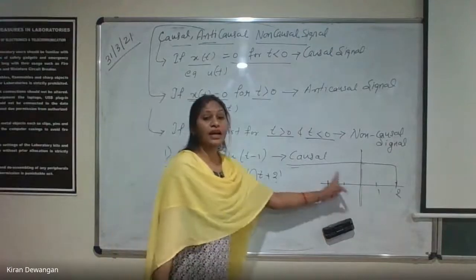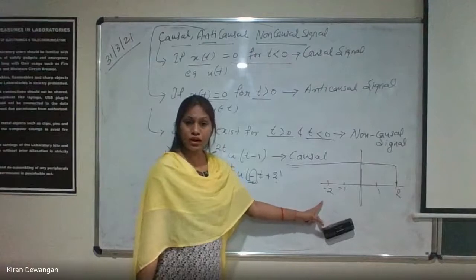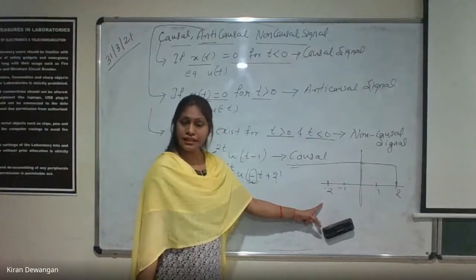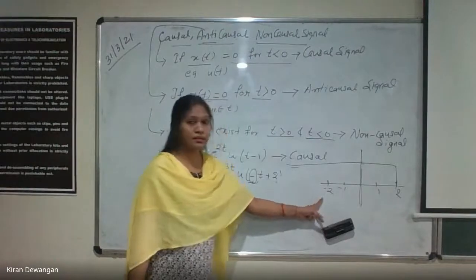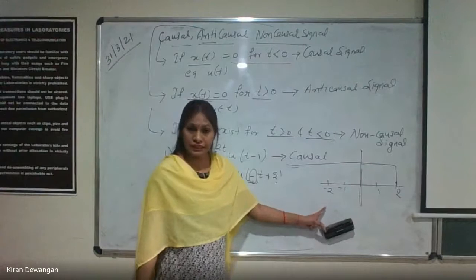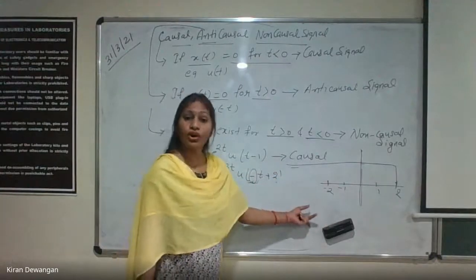So what kind of signal is it now? Is this clear? U of minus t plus 2, whether this plot is clear or not, first tell me. It's clear, right? Now if this is clear, then what kind of signal is it? Is it anti-causal? It's a non-causal signal.